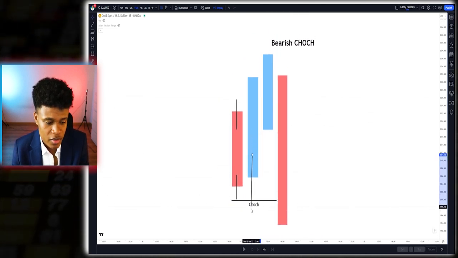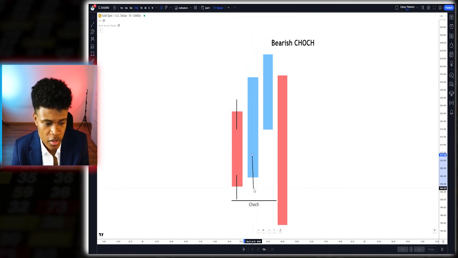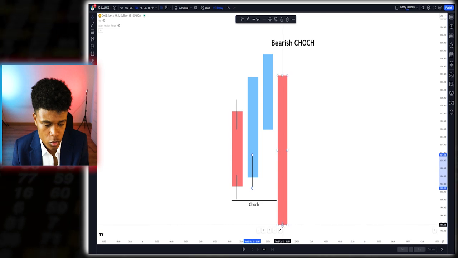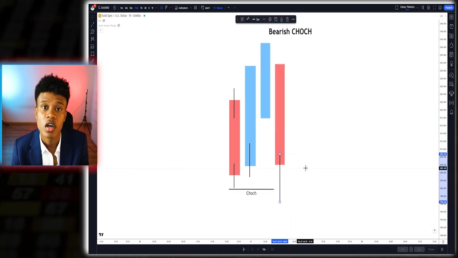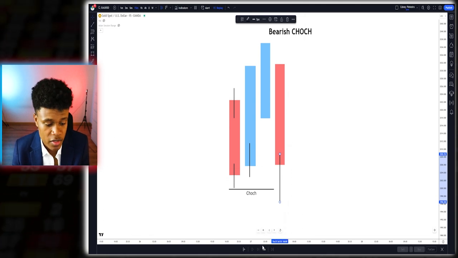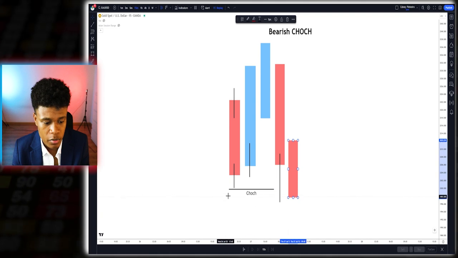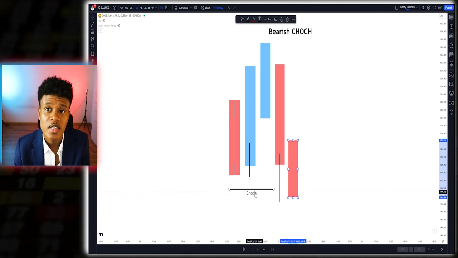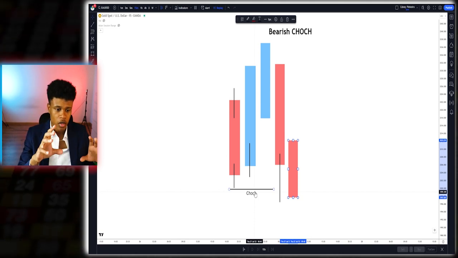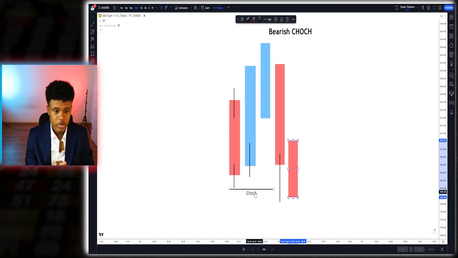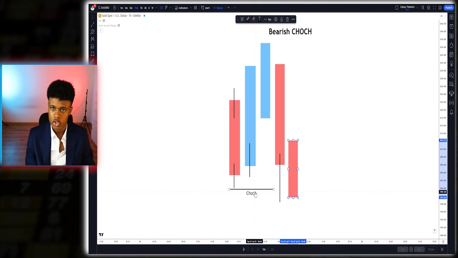If this happened, we don't have a chalk anymore. Let me do it again. If this happened, we don't have a chalk. We need to wait for, let's say, the following candle to see if it's able to close the body below. Okay, so we need this type of candlestick formation to confirm a chalk, to say, okay, now we have a bearish chalk.